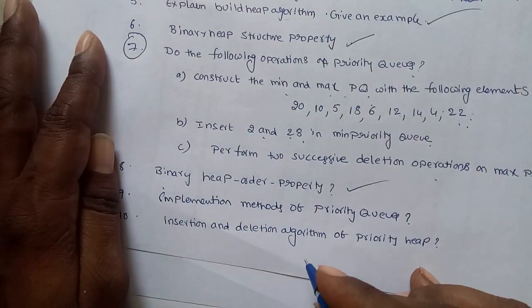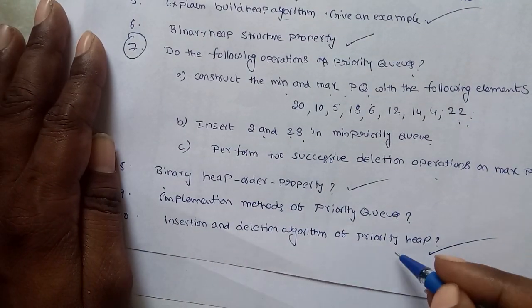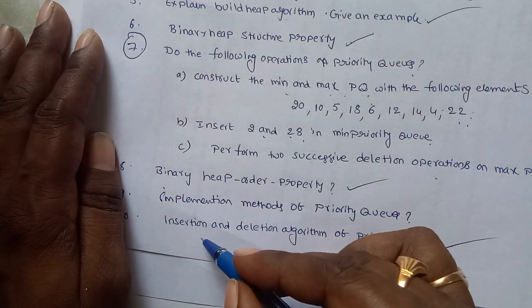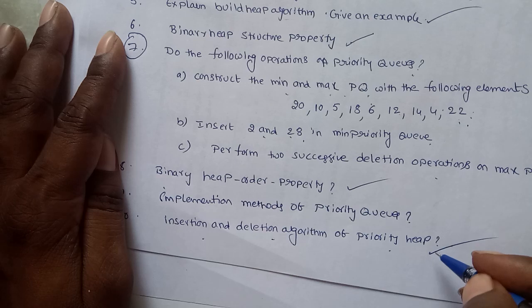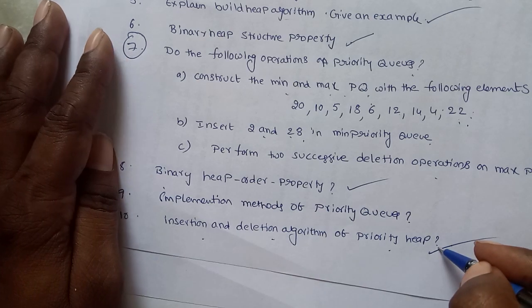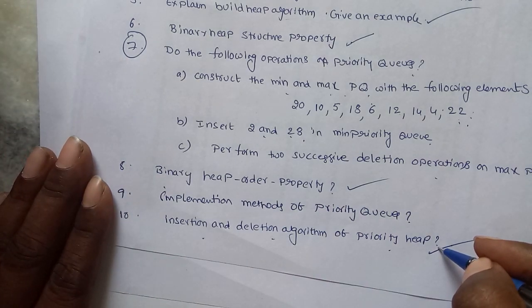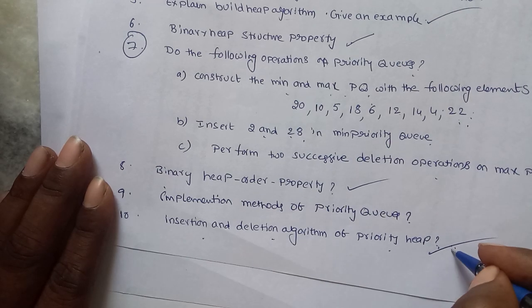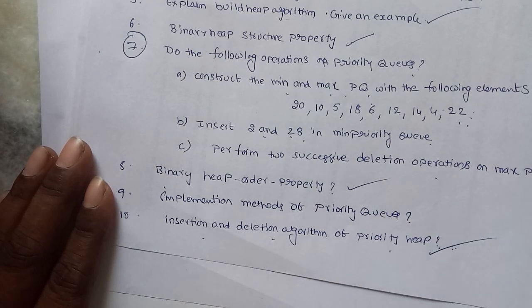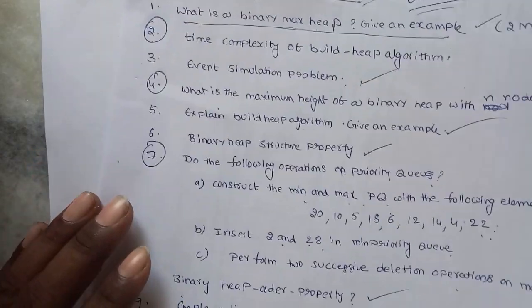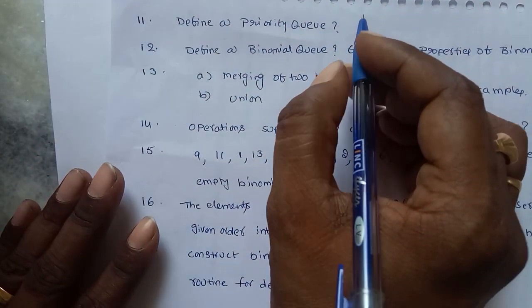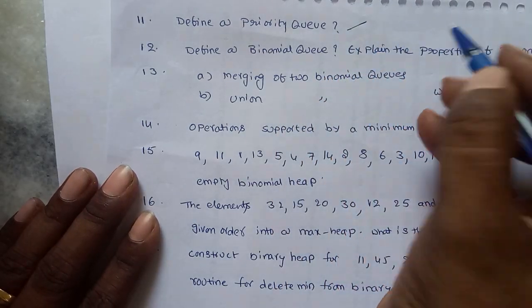Insertion and deletion algorithm of priority heap. Here priority heap means, remember, it is a binary heap. We already know insertion and deletion algorithm. Remember, in each insertion and deletion we have to write the binary heap, that is the build heap algorithm also. First we have to write the build heap algorithm and then write the insertion and deletion algorithm. Okay, and the next one, define a priority queue. Okay, we know the definition of priority queue.